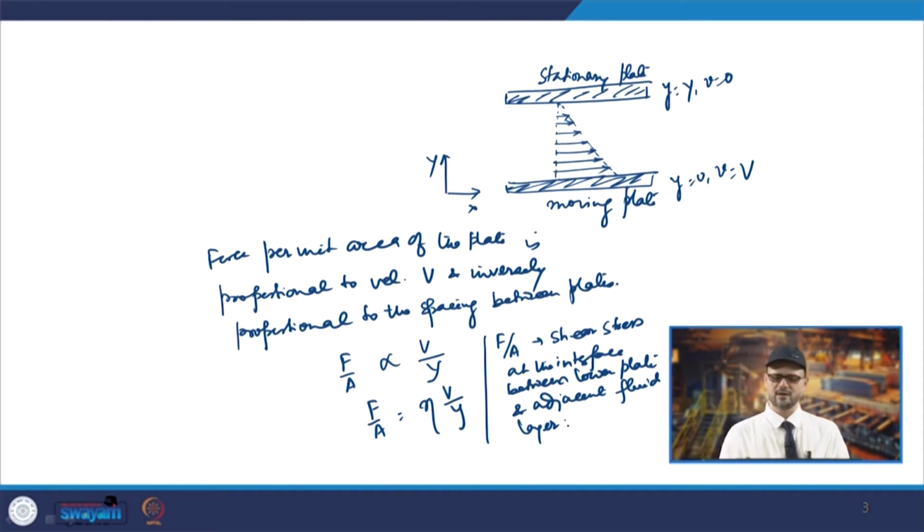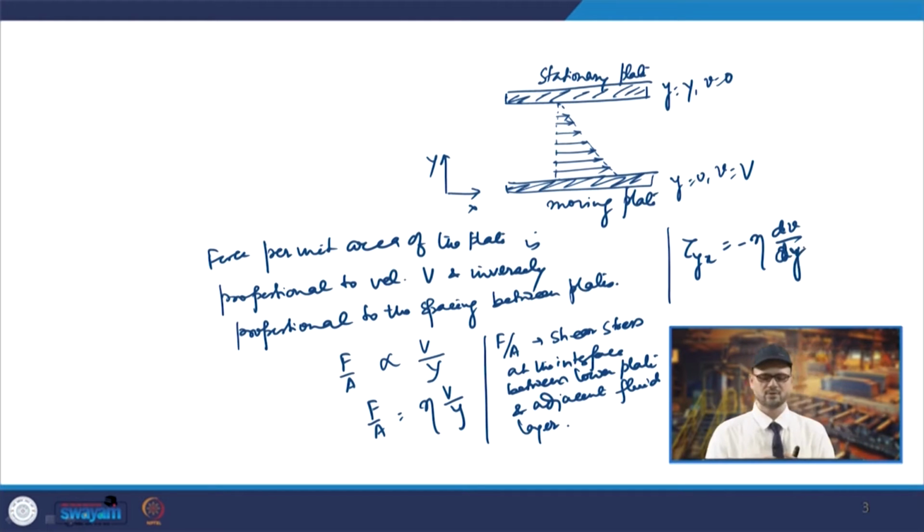So, you can express the shear stress in terms of the velocity gradient, the change of velocity with respect to y. If you write it in the differential form, tau yx will be minus of eta into dvx upon dy.